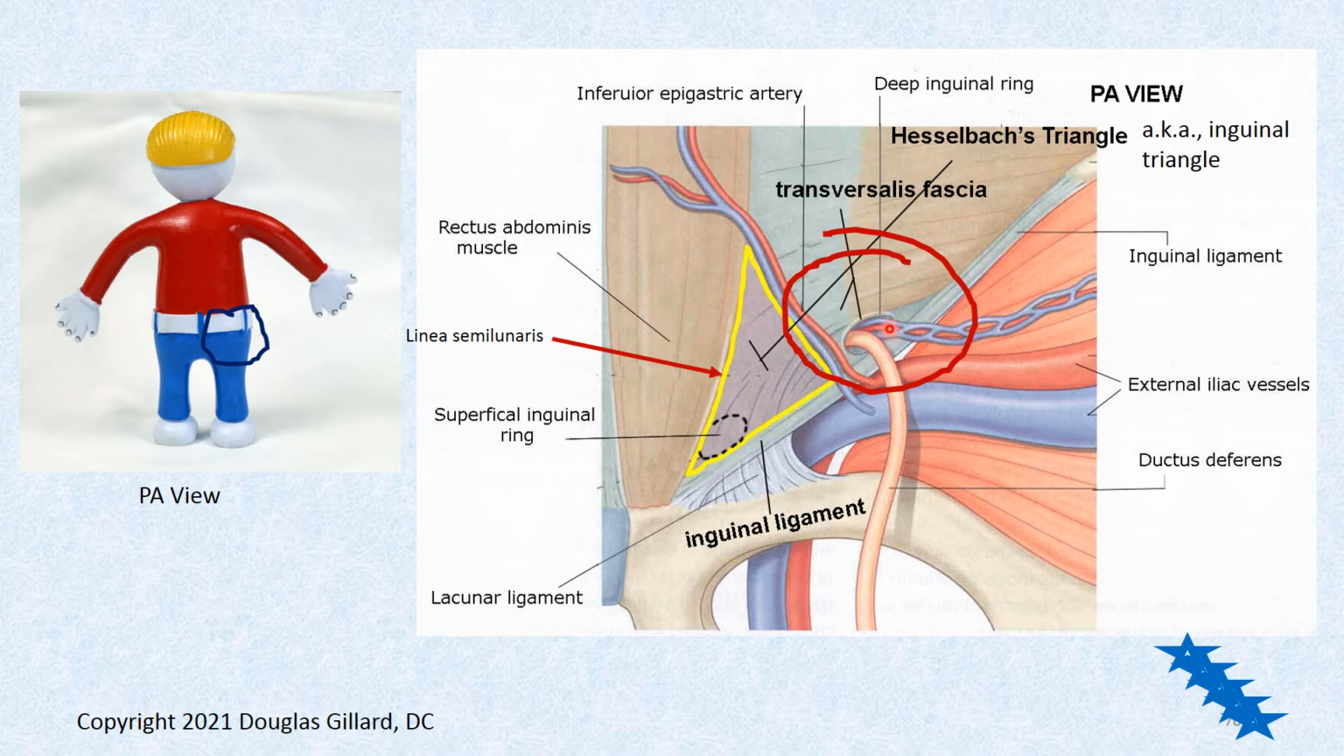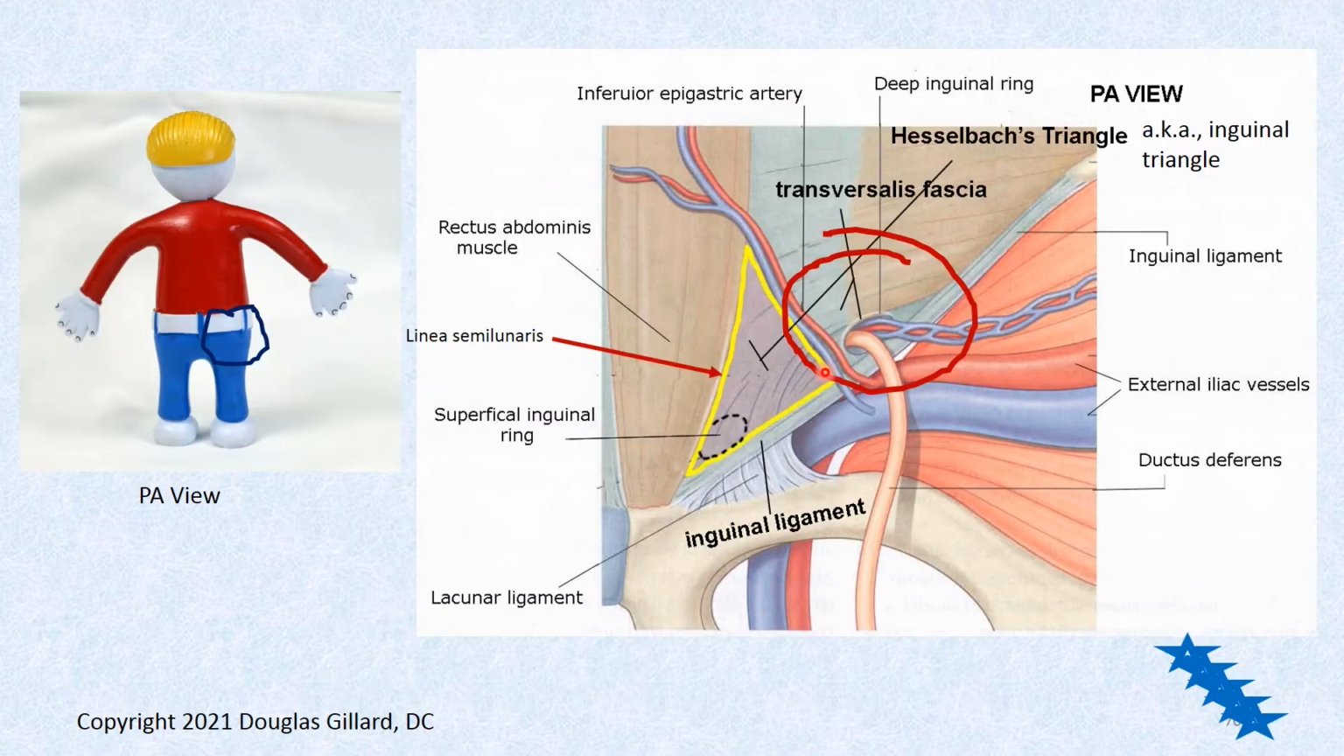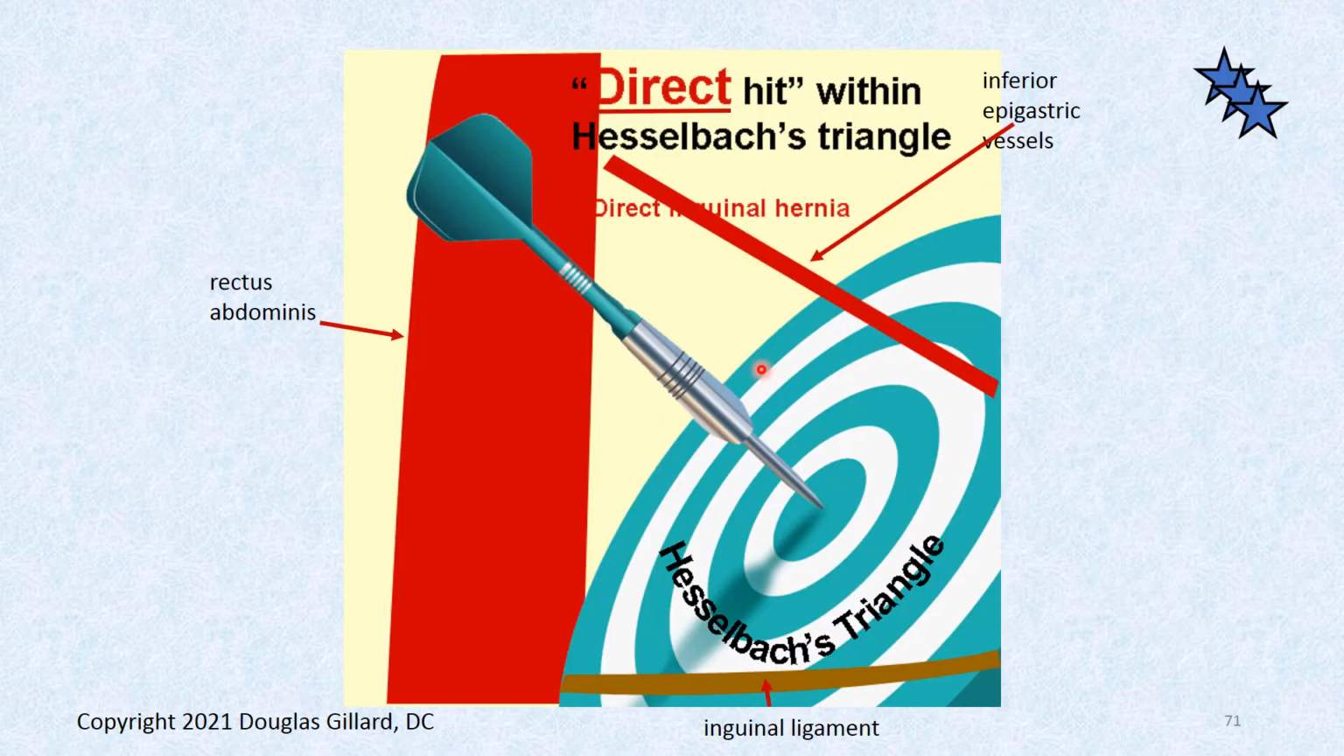Remember, indirect inguinal hernias occur here, where intestine will push through the deep inguinal ring. And I remember direct, I always have this picture in my brain. I think direct hit, a bullseye, like if this is a target and you're playing darts, and that's the bullseye, a direct hit in the target, or in the bullseye. Direct hit is a direct inguinal hernia.